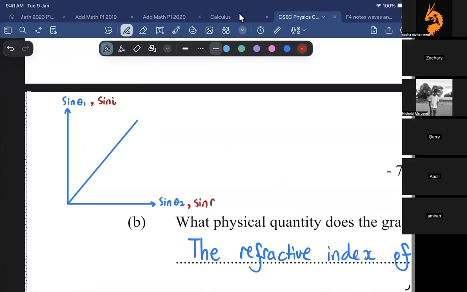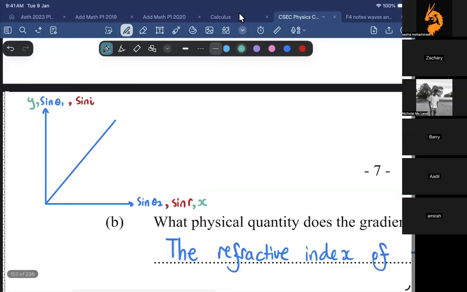Now everybody should be able to see that this is the y-axis and this is the x-axis. Now, whenever you are finding gradients, you are finding the change in y all over the change in x. That's what you're really finding. And so when you find the gradient, look at what's on the y-axis. Sine I, sine theta 1. So you are really finding sine I all over what? What's on the x-axis? Sine R. Yeah, that's what you find, and you find sine I over sine R, which we know to be n, which is the refractive index.